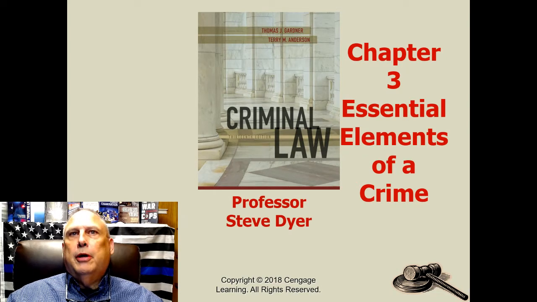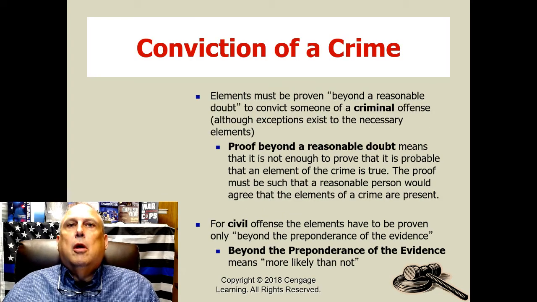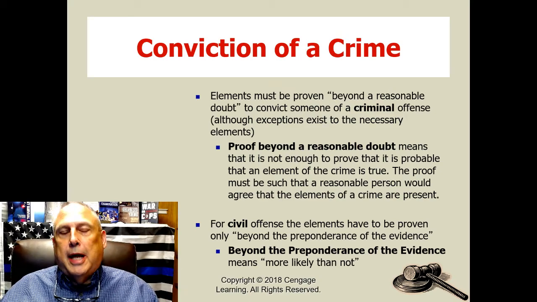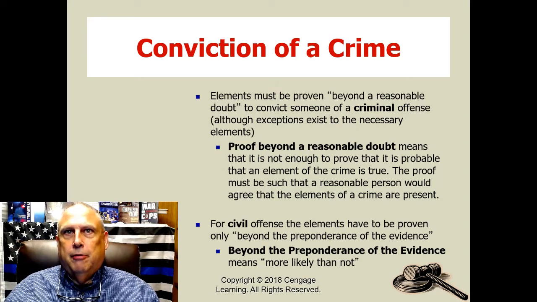In Chapter 3 of Criminal Law, we're going to be talking about essential elements of a crime. This is very important to everything that we're going to do in this course, so pay attention. Each element of the crime must be proven beyond a reasonable doubt to convict someone of a criminal offense.